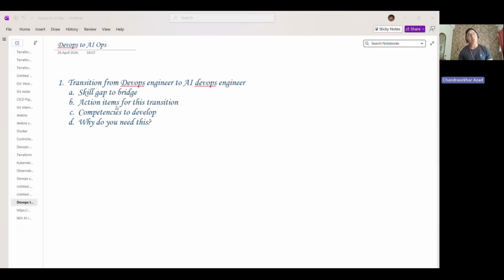The first responsibility which you will have being an AIOps engineer is MLOps implementation. Till now you have built pipelines for application deployment. Now you have to build pipelines to automate the lifecycle of machine learning models. Whenever you are doing that, you have to use AI, and this AI will be used to analyze all the logs, all the metrics for real-time issue detection.